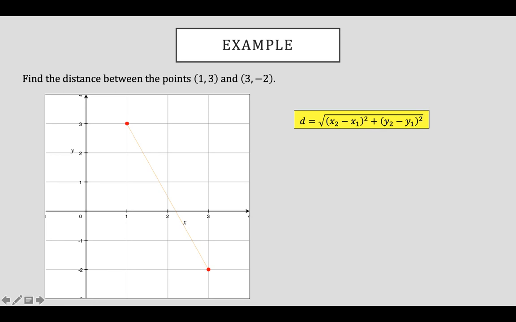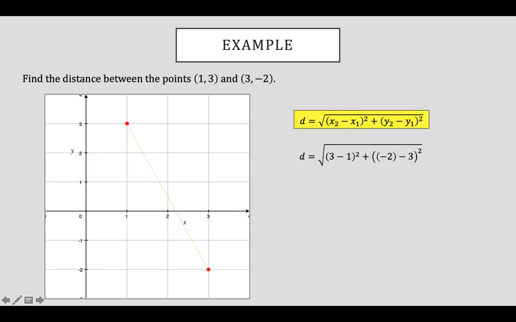What's x2? Well, x2 is the second x-coordinate. That's going to be 3. x1 is the first x-coordinate. That's 1. y2 is the second y-coordinate. That's negative 2. y1 is the first y-coordinate. That's 3. So we're going to plug those in. We get (3 minus 1) quantity squared plus (negative 2 minus 3) quantity squared.